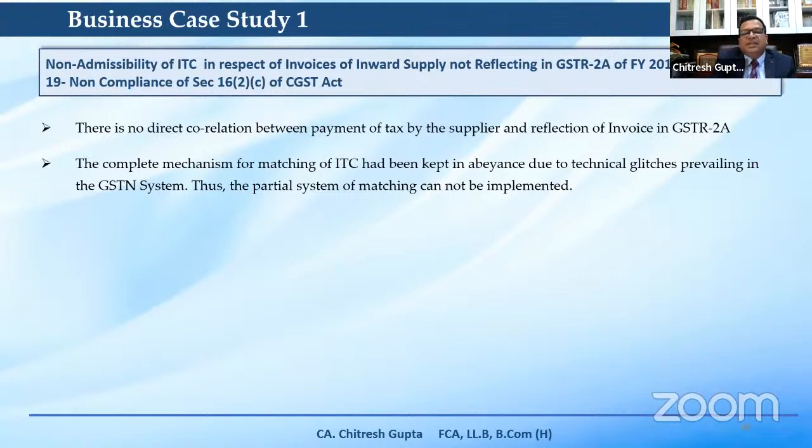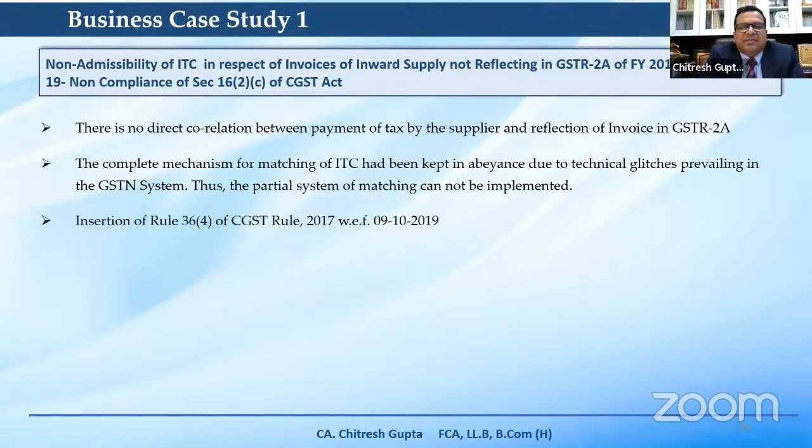It has to be the full matching system, which has not been implemented. So in my view, the partial matching system is not sustainable and cannot be implemented. Another justification is the insertion of Rule 36 Sub-Rule 4 with effect from 9th October 2019.